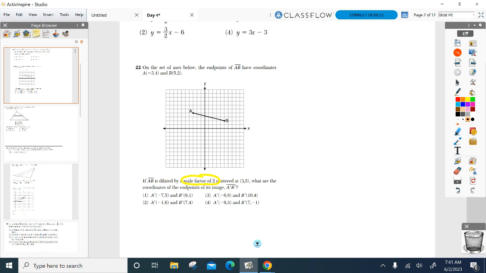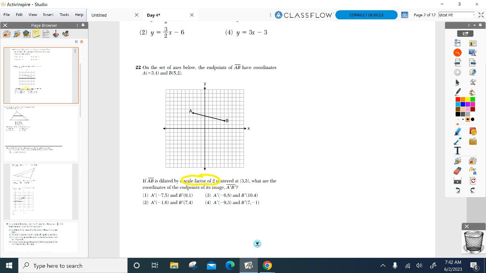That means A and B are going to get closer or further away? Further away from 3, 5. All right, this is not an origin one. 3, 5 is not on here anywhere. All right, it's a different point. So we got to talk about how do I do this? Because I didn't talk about this yesterday. How do I dilate around just a random point?